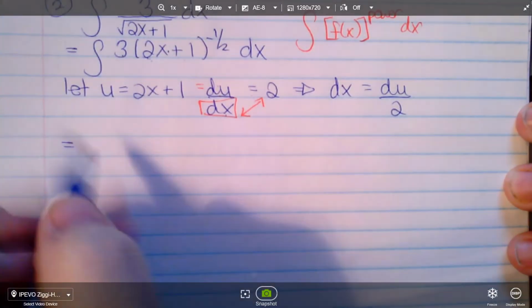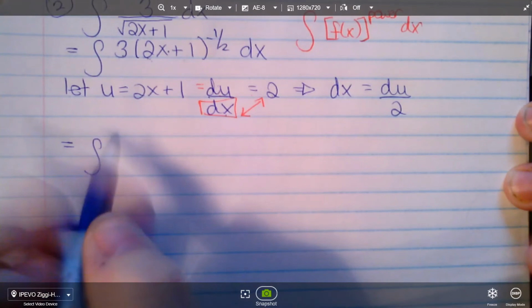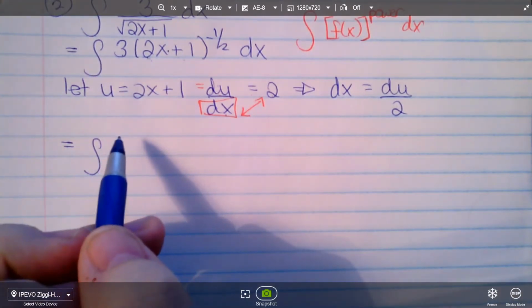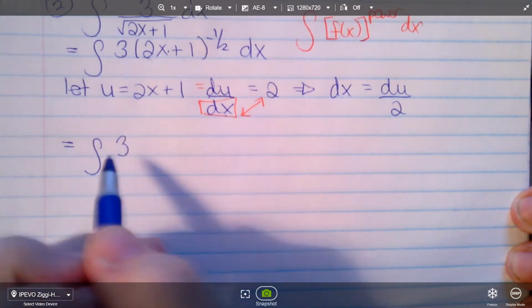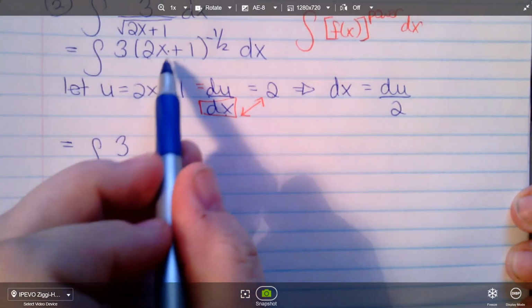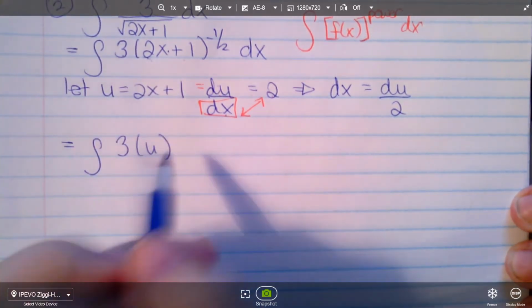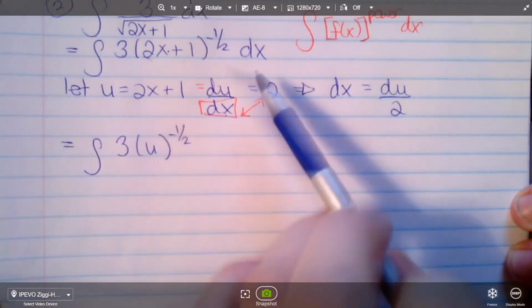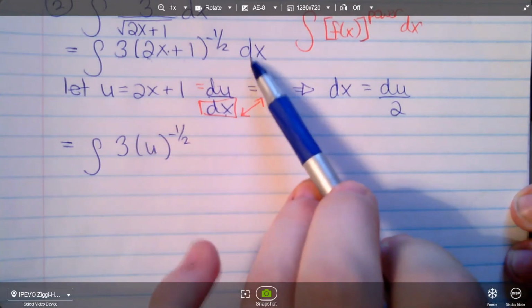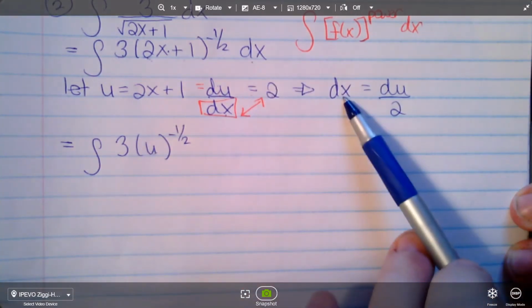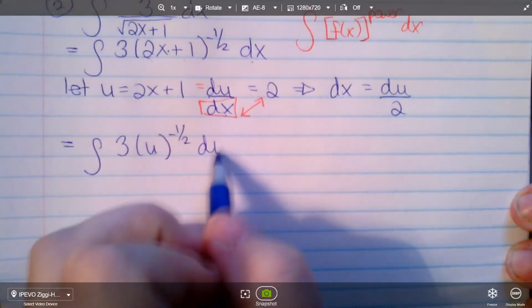All right, let's try again. So we've got, substituting it back in, 3, nothing happens to the 3. U gets substituted in. And I don't want dx there anymore because I'm going to be integrating with respect to u. So I want to change the dx to du. So dx is equal to du over 2.